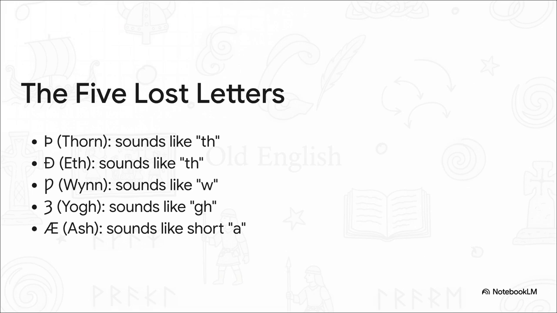First, we have thorn and eth, both of which represented the "th" sound, like in this or that. Then there's wynn, a rune that looked kind of like a P but made a "w" sound. Yogh looked like a curly 3 and made this throaty "gh" sound. And finally, ash, which was basically a mashup of A and E that made a short "a" sound, like in cat. Obviously, over the centuries, these were eventually dropped from our 26-letter alphabet and just replaced with combinations like TH or W.